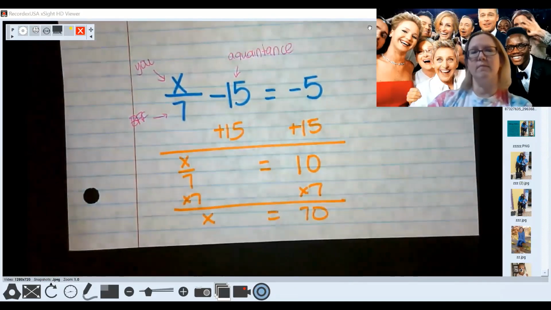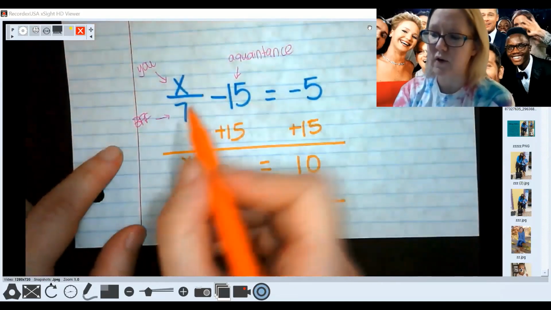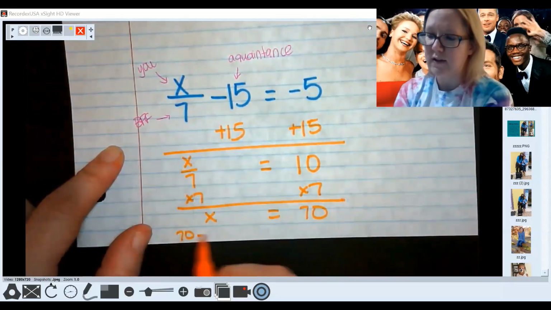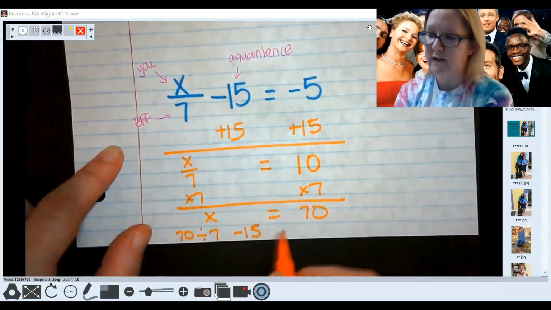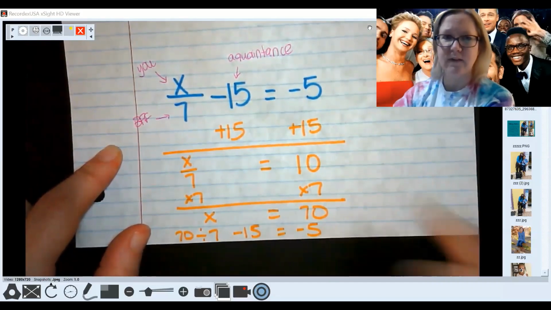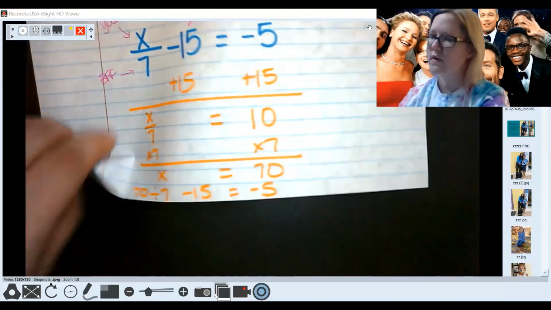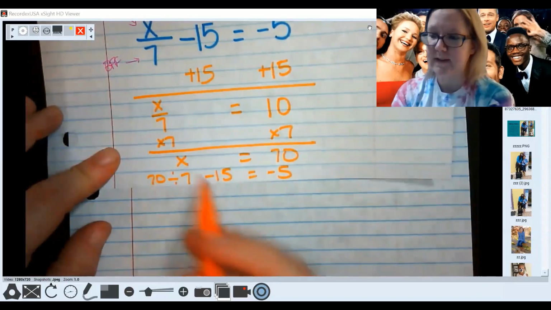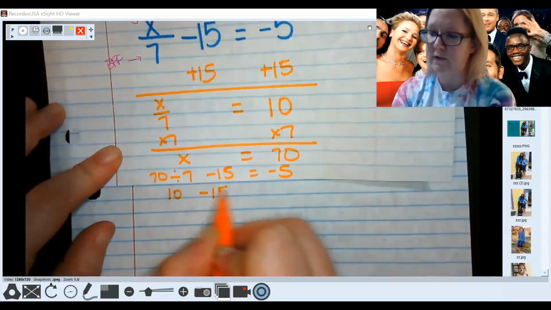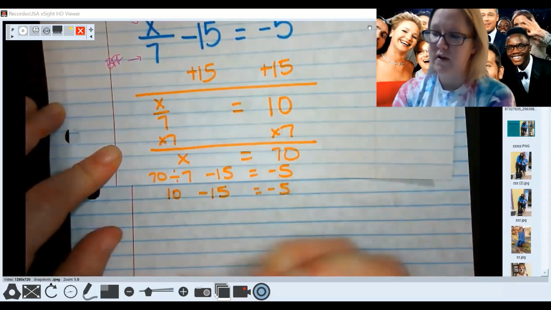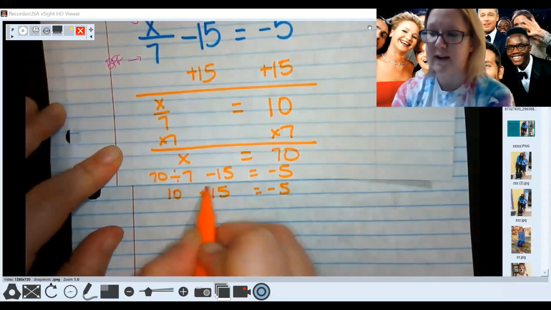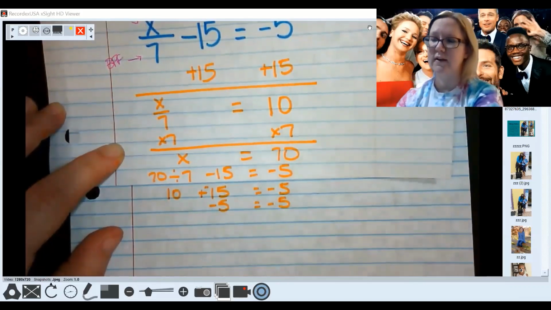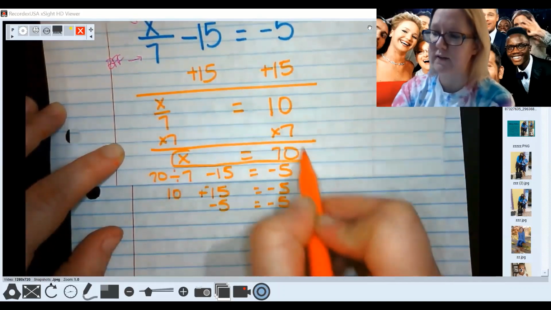All right, let's make sure we go back and check our answer. Instead of x in the original equation, I'm going to put my solution of 70. So 70 divided by 7 minus 15 equals negative 5. Sorry, I kind of ran out of space here. So 70 divided by 7 I know is 10, minus 15 equals negative 5. Well, I know 10 minus 15 is the same as 10 plus negative 15, and that gives me negative 5. Okay, so I know that my solution here was correct.